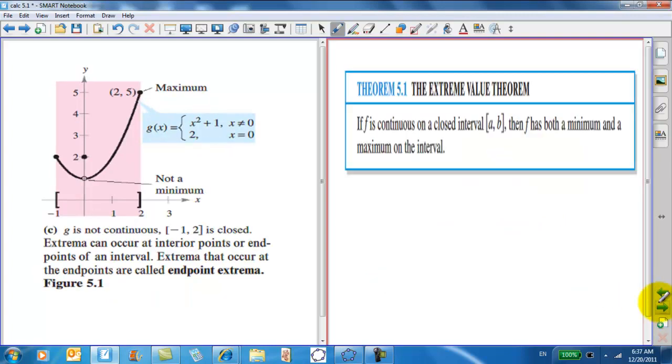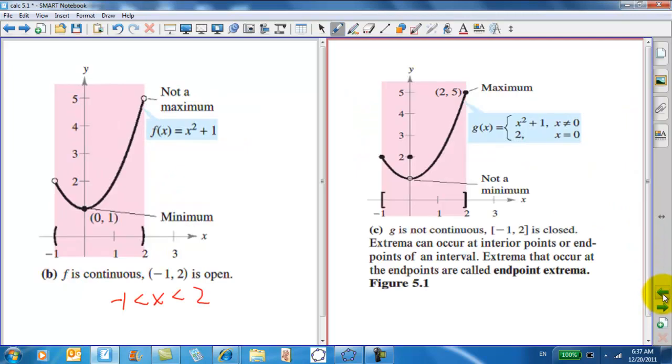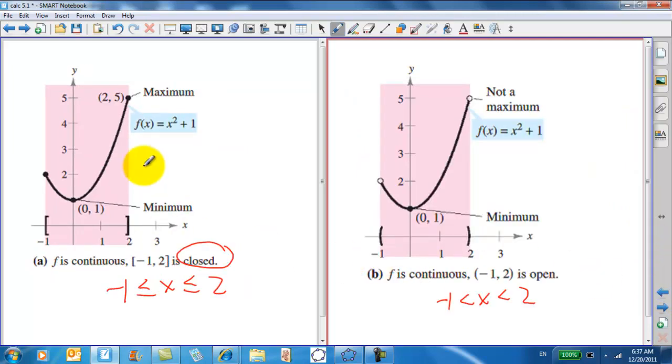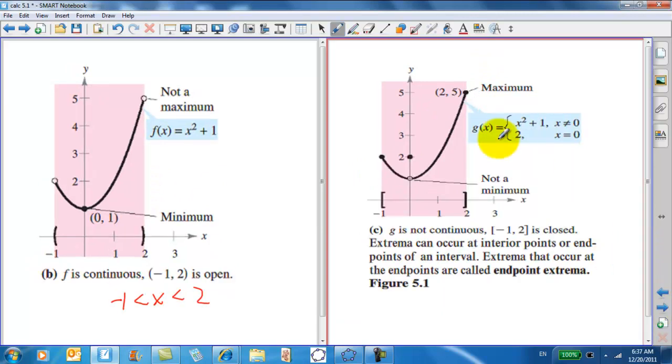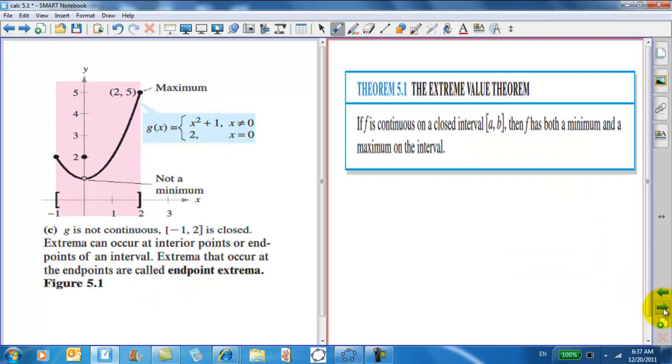So, here's the extreme value theorem. Look at all three of these examples: we ended up with a max and a min just in this first example, where we had a closed interval and the function was continuous. If you look at open intervals or a discontinuous function, it's going to wreck this theorem. So, the conditions for the extreme value theorem: if f is continuous on a closed interval [a, b], then f has both a minimum and a maximum on the interval.